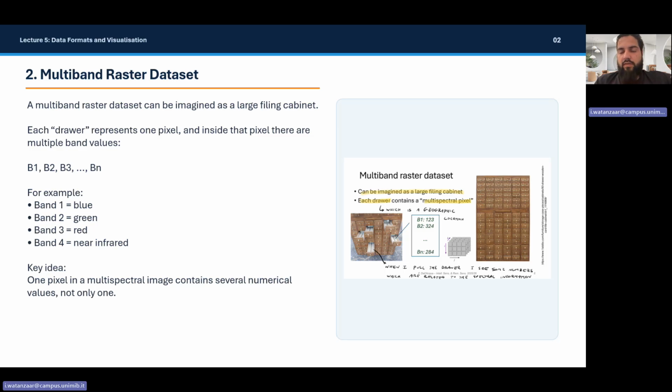Like B1, B2, we have seen the multiple bands before, and this is the multi-band raster data set. For example, band 1 represents blue, band 2 represents green, band 3 represents red, and band 4 is near infrared. So the key idea is that one pixel in multispectral images contains several numerical values, not only one. The reason they carry multiple values is that in that data set we have multiple bands. This is exactly how a multi-band raster data set works with multiple band values.